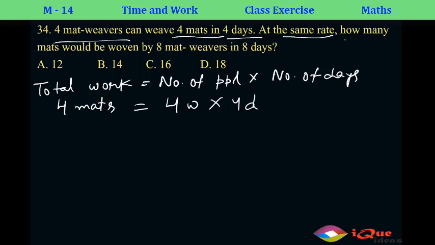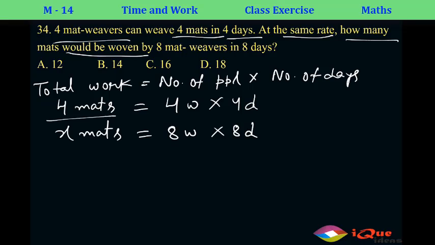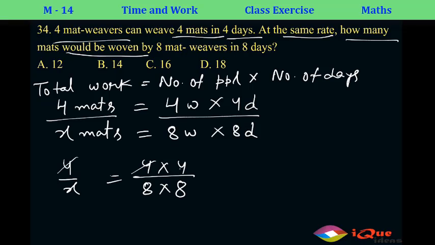At the same rate, how many mats would be woven? So let's say X mats would be woven by 8 mat weavers. So 8 workers into 8 days. So whenever we get such situation, divide. So what we get here is 4 by X is equal to 4 into 4 by 8 into 8. So one 4 gets cancelled here. One 4 cancels 8 2 times. So 8 into 2 is 16. So 1 by x is 1 by 16. So x is equal to 16 mats.